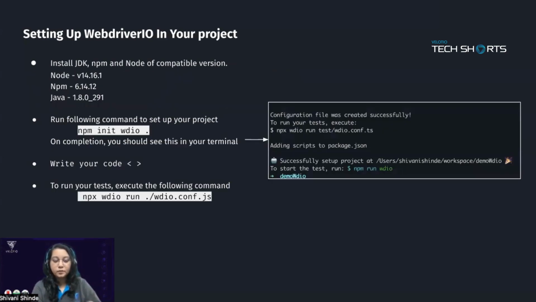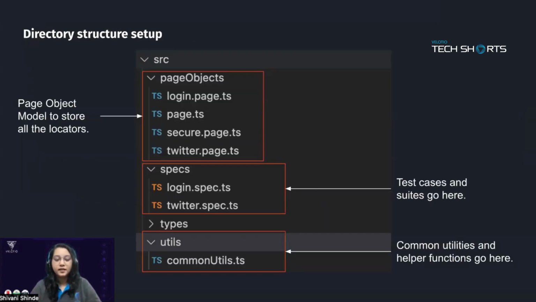Setting up WebdriverIO in your project is pretty simple. You just need three things to be installed: Node, NPM, and Java. You just have to run a simple command, which is npm init wdio, in your current project, and you will see some questions asked. You just have to press enter with the default values, and you will see something like this on completion of installation. Then you just have to proceed to write your code in your tests, and then you can run your test using this run command.